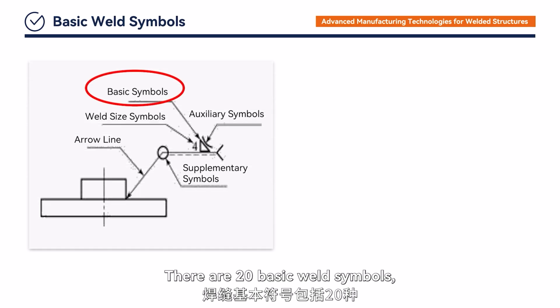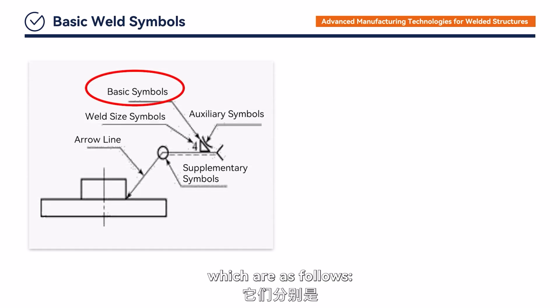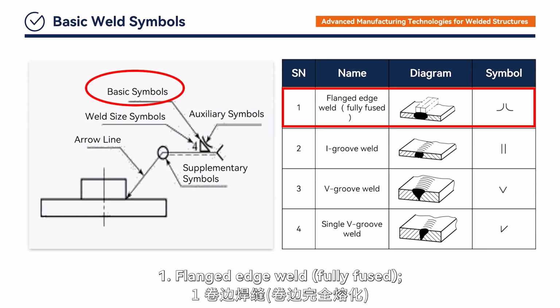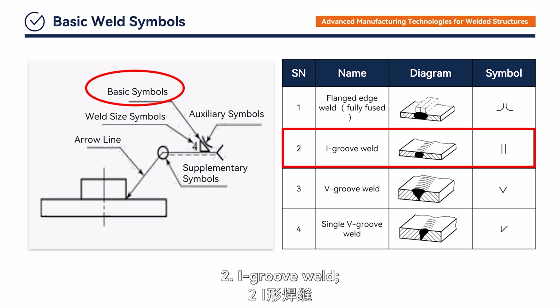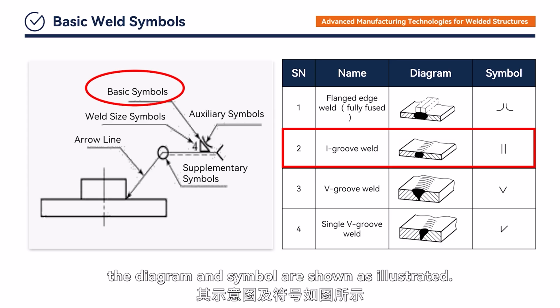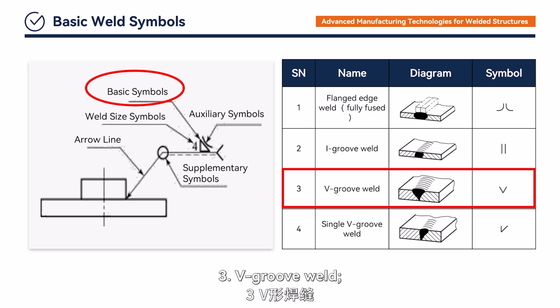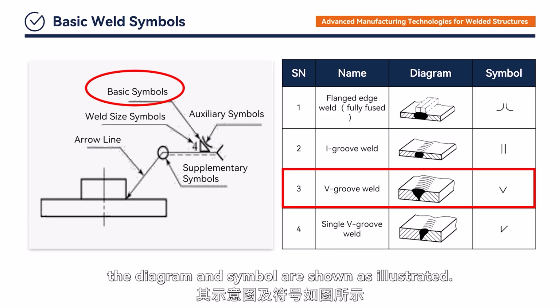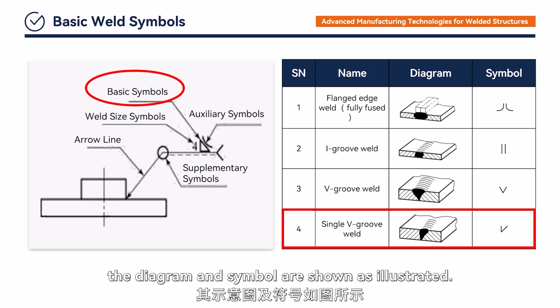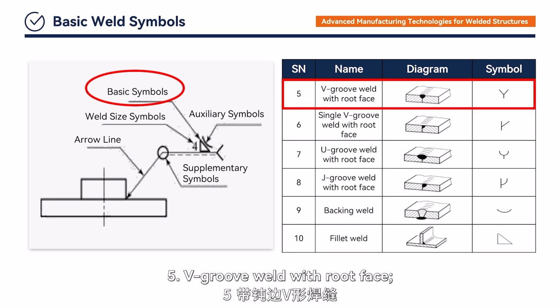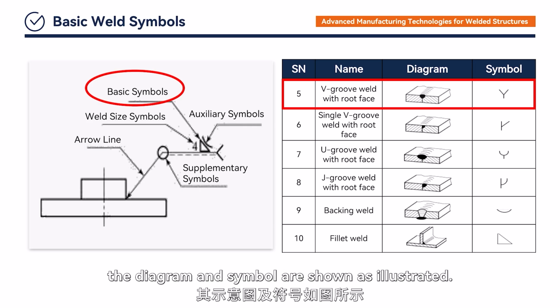There are 20 basic weld symbols, which are as follows. 1. Flanged edge weld, fully fused. The diagram and symbol are shown as illustrated. 2. I-groove weld. The diagram and symbol are shown as illustrated. 3. V-groove weld. The diagram and symbol are shown as illustrated. 4. Single V-groove weld. The diagram and symbol are shown as illustrated. 5. V-groove weld with root face. The diagram and symbol are shown as illustrated.